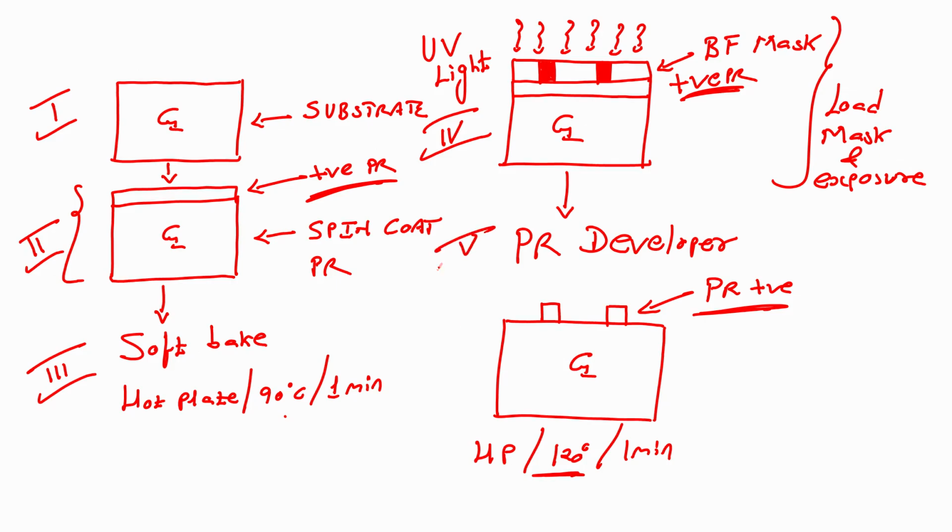Fifth step is photoresist developer, and sixth step is you inspect the wafer using the microscope, right. Now, let us quickly see, instead of positive photoresist, if I have used a negative photoresist, what will happen here? What will happen? I will have this pattern.